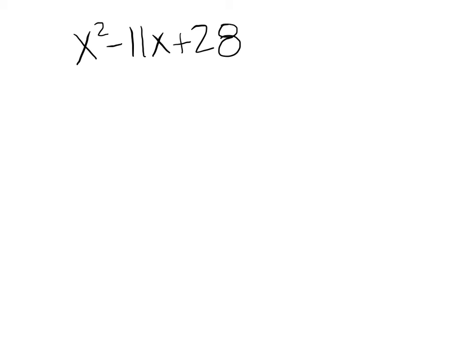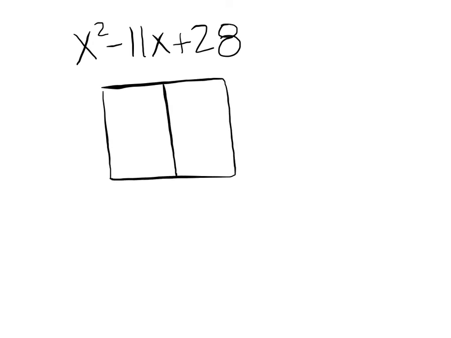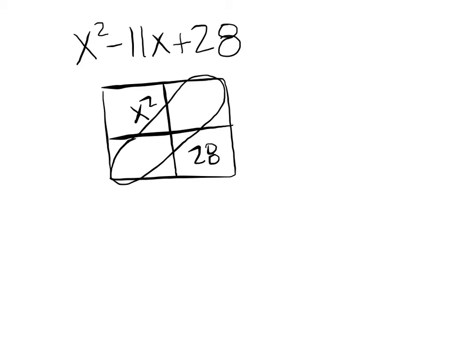Here's another one with a negative in it, which means we're going to have to think quite a little bit more about those numbers we select. We know that we are going to need numbers that get me a 28 in the bottom corner. And then these two middle rectangles need to add up to equal negative 11x.